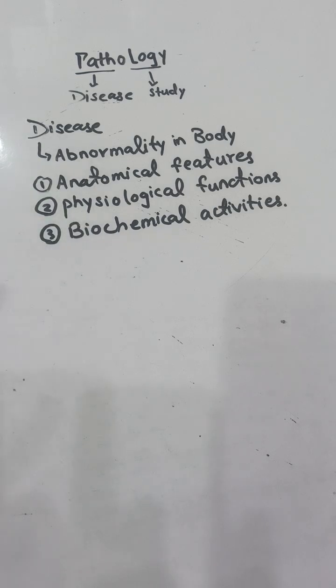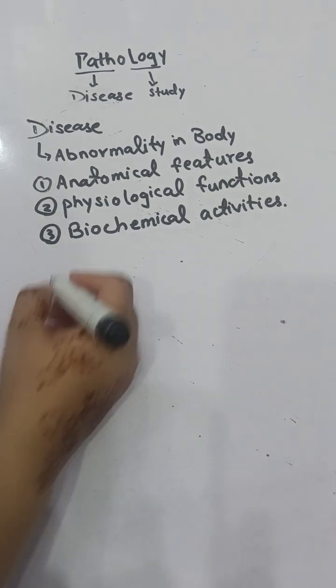So now we have studied what pathology is and what a disease is. Now we are moving to the next thing: some terminologies that are used in pathology, and you have to know what they are. If someone asks you about these terminologies, you have to know what they are. So the first terminology used in pathology is the word etiology.